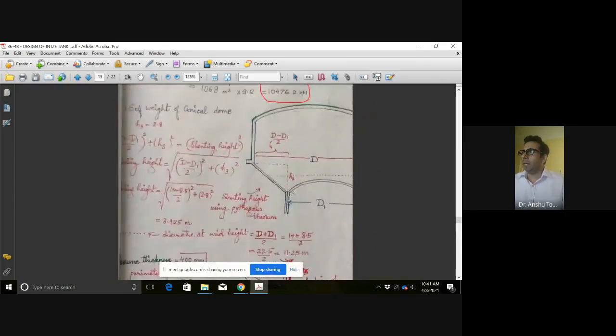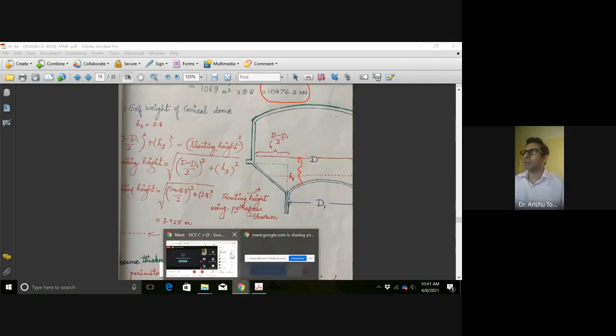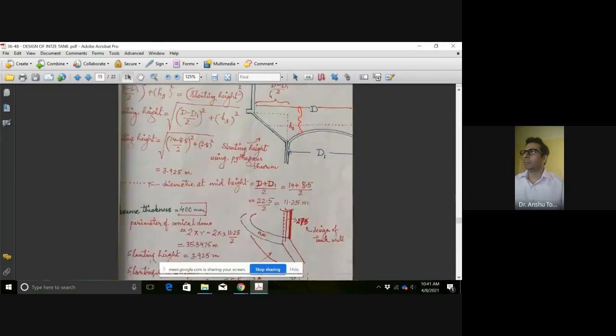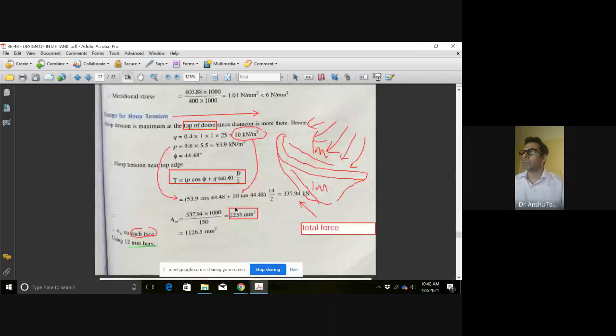So when we will evaluate the hoop stress at this level, it is better to consider the depth for this portion, average depth, and even diameter is going to become this one. So when we put the values P and Q into this formula, we will get the total hoop tension in the terms of 337.94 kilonewton.